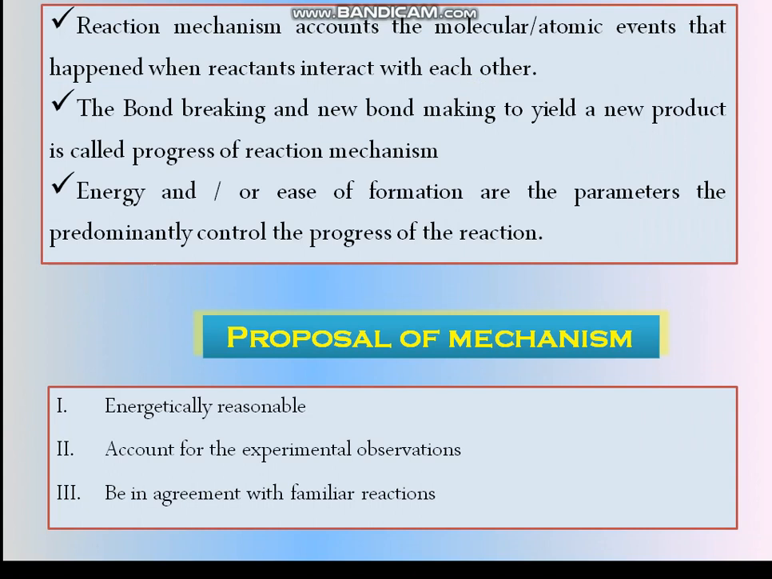What are the factors dictating it? There are two important parameters. One is the energy constraint, the other is how rapidly, or the ease of formation. So these are the factors that dictate the progress of the reaction.